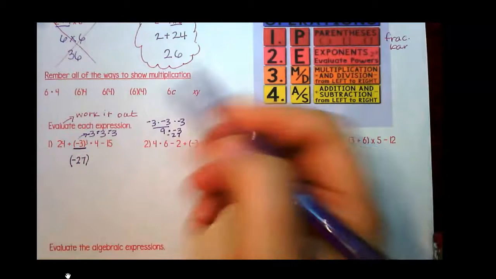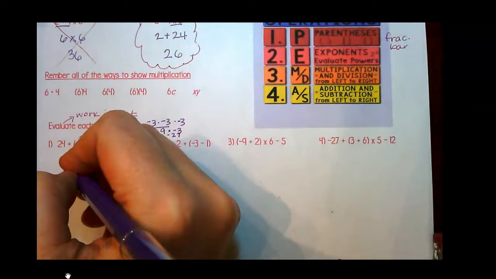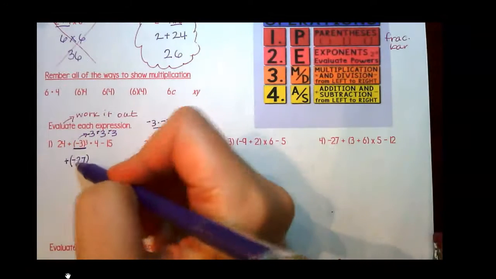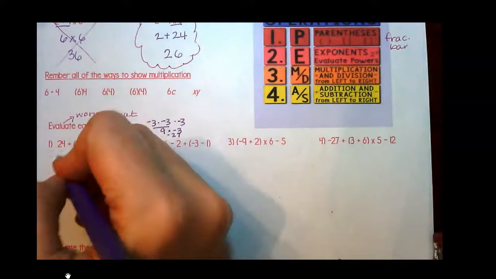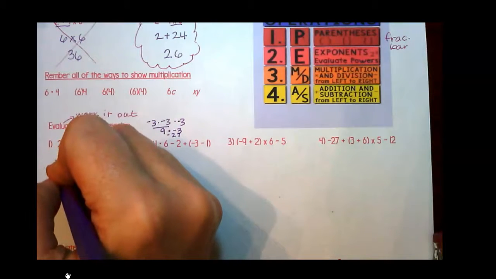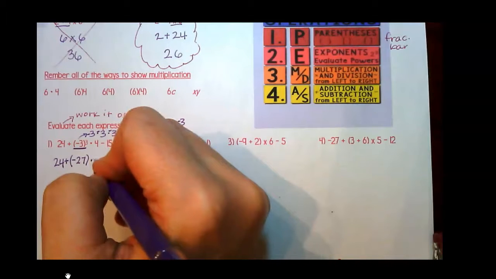The reason I'm including the parentheses is because there's just a sign here, and if I didn't put the parentheses, it would look really funny if we had plus minus 27. Okay? Now bring all of the terms straight down from where they were before.